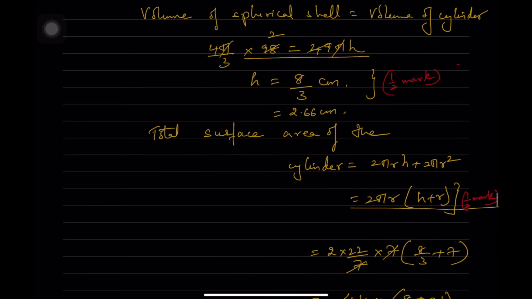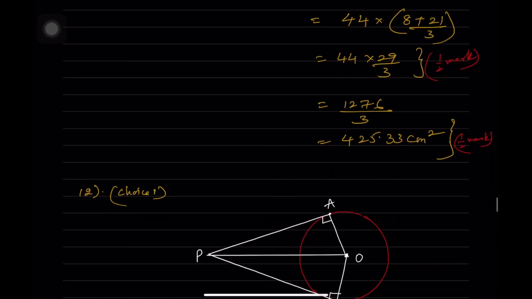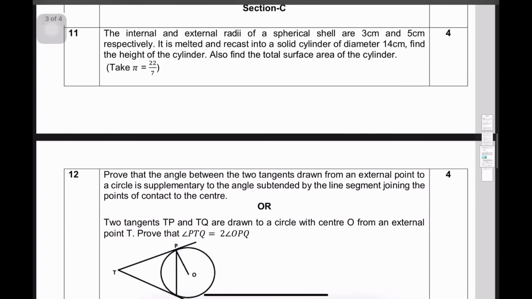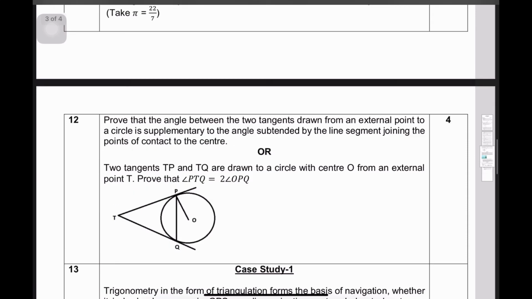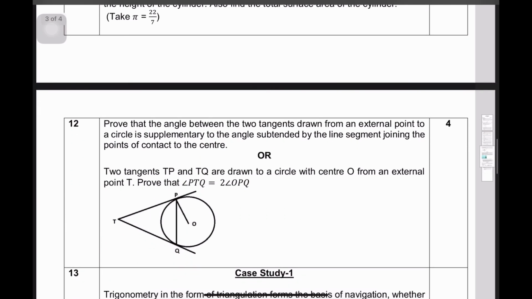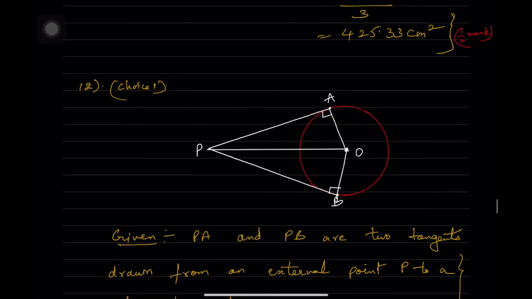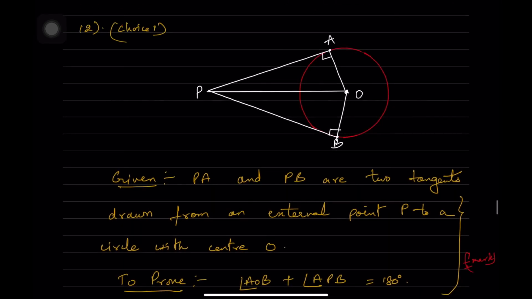So this is the total surface area of the cylinder. Next, going into the 12th one, you are given two choices. So there you are having, prove that the angle between the two tangents drawn from an external point to a circle is supplementary to the angle subtended by the line segment joining the points of contact to the center. So this is choice one. So for this figure you are having 1 mark.